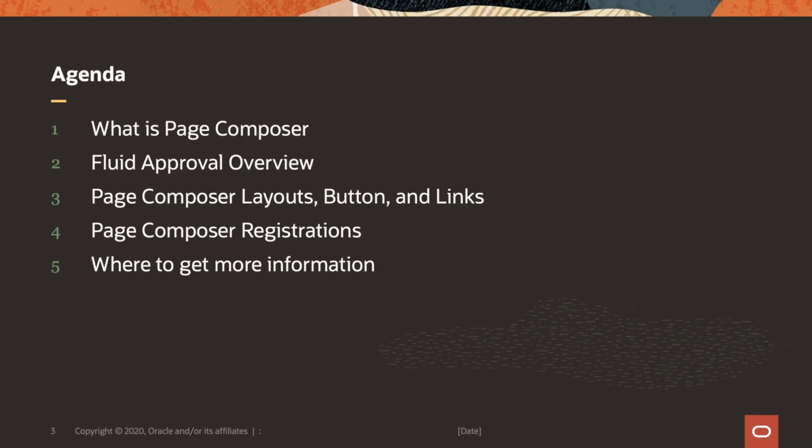All right, so what are we going to talk about today? Hopefully everybody that's joined is here for the same reason, and that's to talk about Page Composer. So we're going to talk about what Page Composer is. We're going to talk a little bit about the Fluid Approval overview, just for what Fluid Approvals is, because that's what Page Composer is built for. We're going to talk about the Page Composer layouts, buttons, links, things like that, and registrations, and where to get more information. I'll show a demo from the functional side as far as what that super user may be able to do. And then Shawn's going to go over the more technical sides.